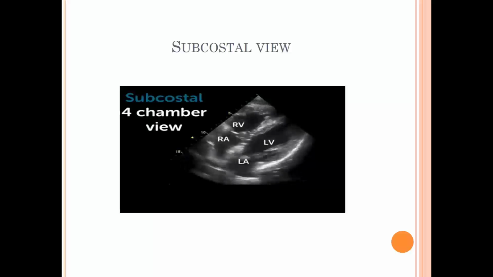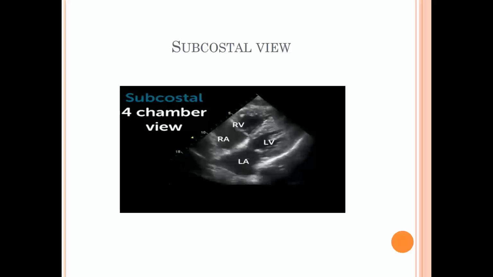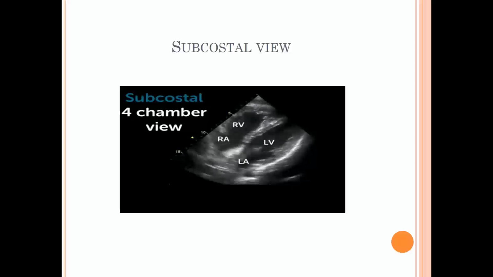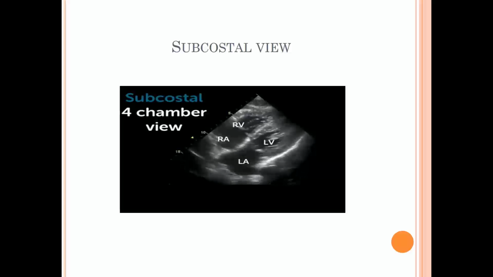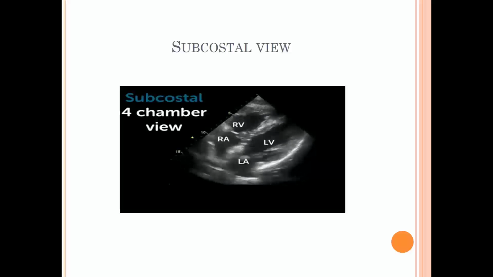Here we can comment on, again, mitral regurgitation, and on the interatrial septum. This is not the best view for the interatrial septum; we have a special view for it. We can also comment on the interventricular septum, right ventricular function, and so on.